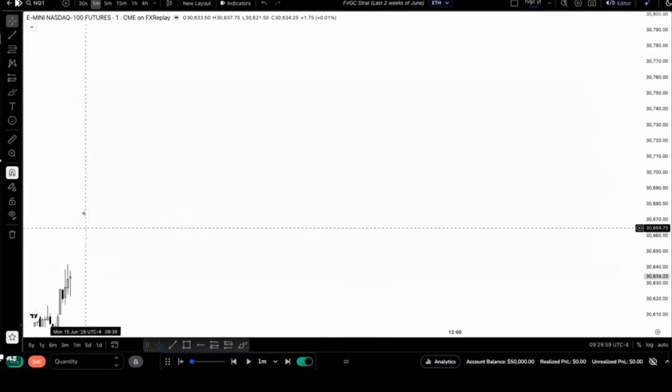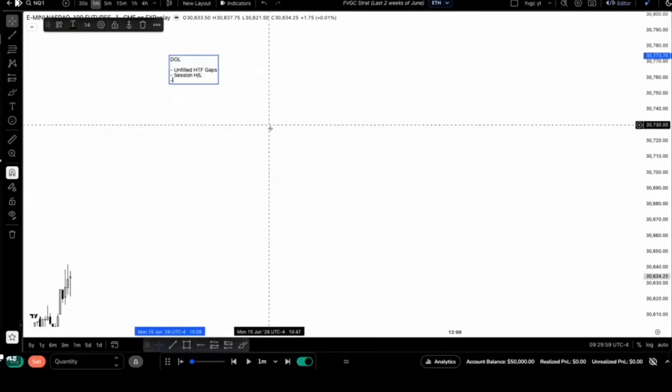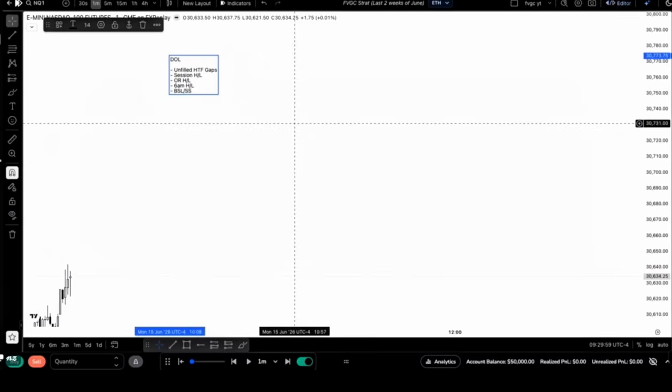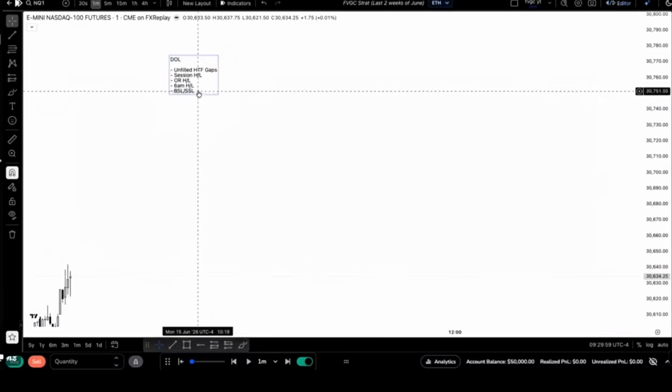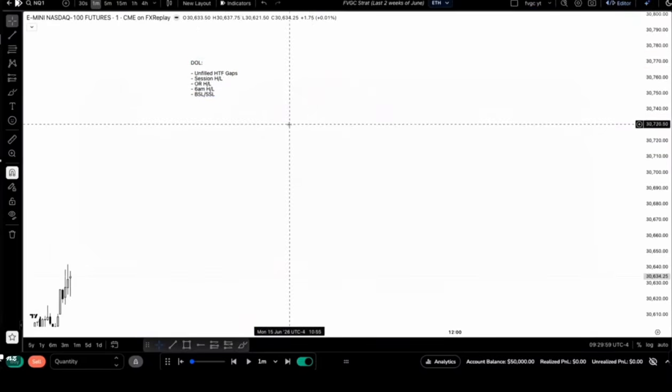Before doing anything, I'm going to make a list for everybody on the DOLs, because this was highly requested. Depending on how market structure is moving, which I will show later on, it's unfilled gaps, unfilled high time frame gaps, session highs and lows. Recently I've been loving this a lot more: opening range highs and lows, and 6 a.m. highs and lows, and just buy side liquidity and sell side liquidity. These tend to be most of my draws. I'm just trying to think if there's anything else, but to be honest, I don't really think so.